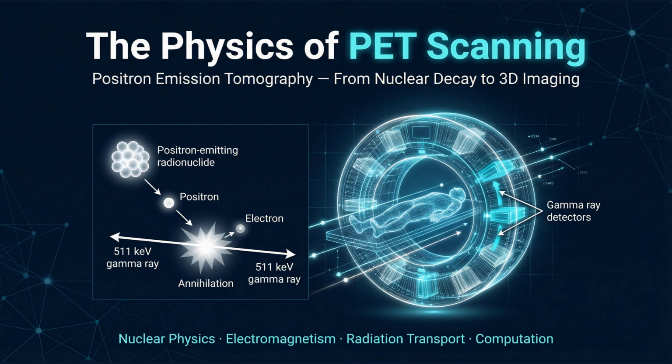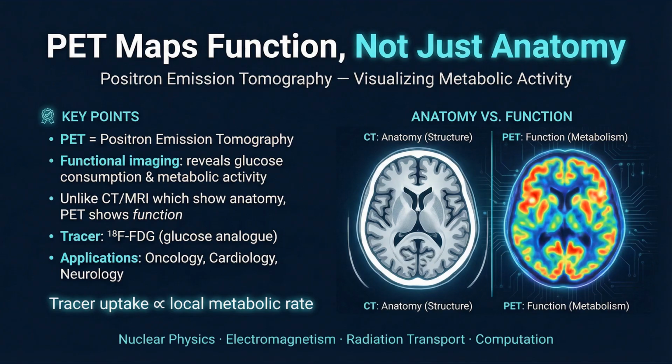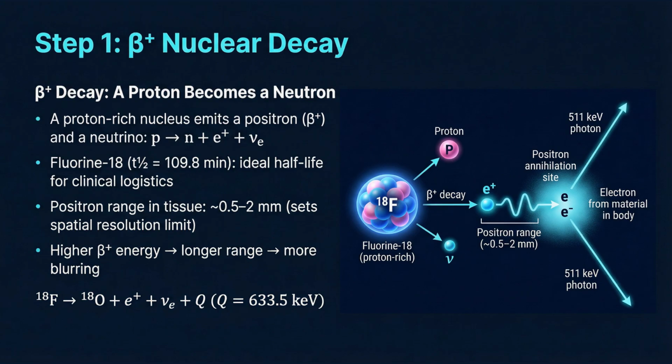Hey everyone, today we'll unpack the nuclear and radiation physics that make a PET scanner work. PET stands for Positron Emission Tomography, and it's used to map function, not just anatomy, where tissue is consuming glucose, making proteins, or showing abnormal receptor activity. That's why PET is widely used for cancer detection and staging, checking treatment response, and many brain and heart studies.